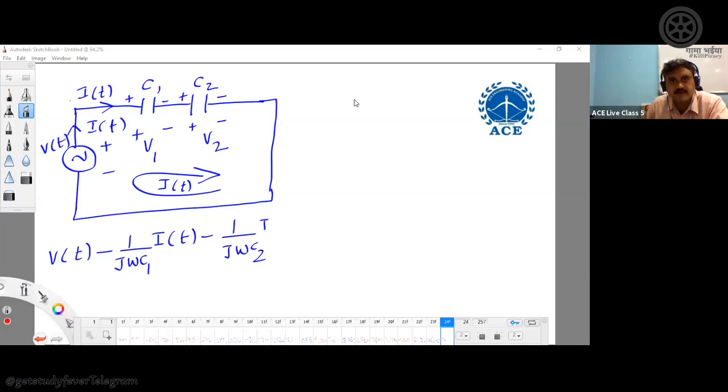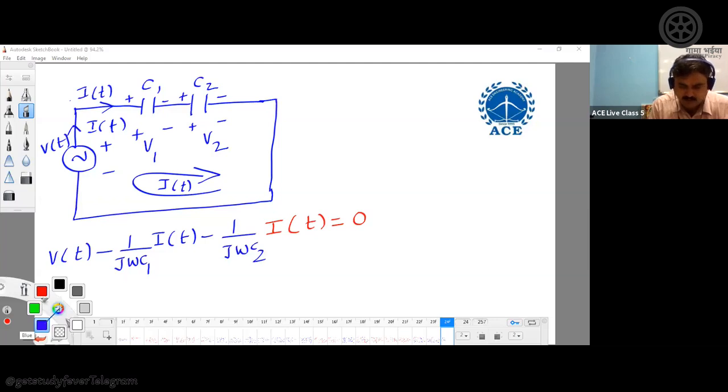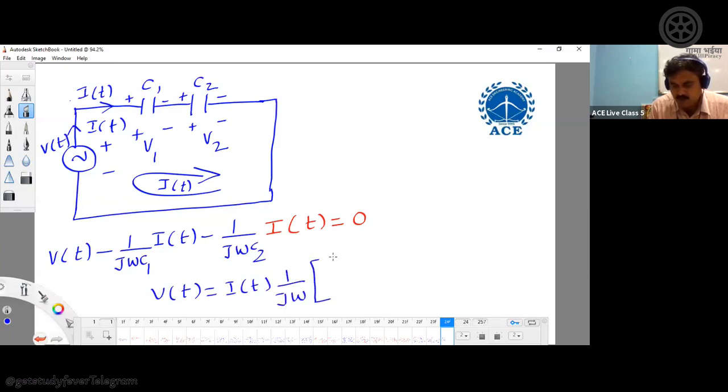Okay, right. So here we are going through the mesh equation when capacitors are connected in series. V of t minus 1 by j omega C1 I of t minus 1 by j omega C2 into I of t is equal to 0. So what will be your V of t? It will be I of t into, you take 1 by j omega common, then you will get 1 by C1 plus 1 by C2. So it is just like V equal to I into equivalent impedance when capacitors are connected in series.